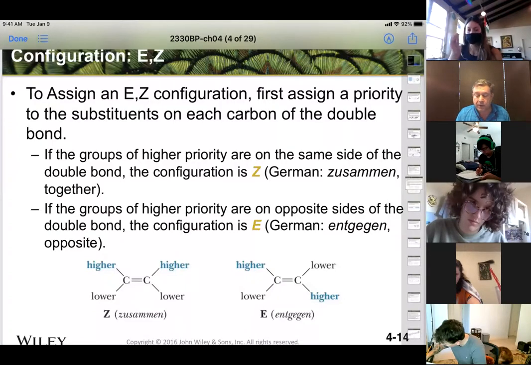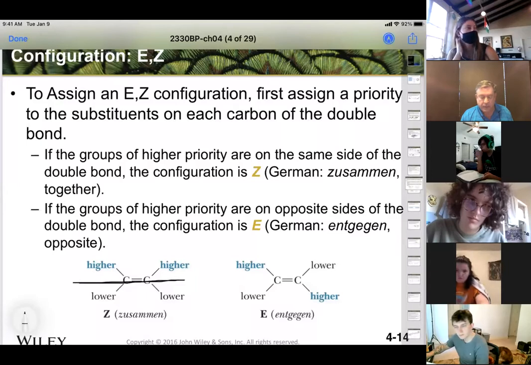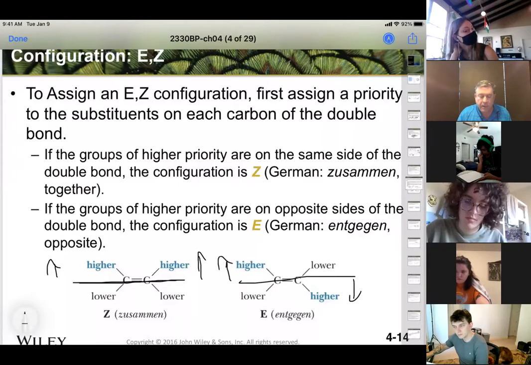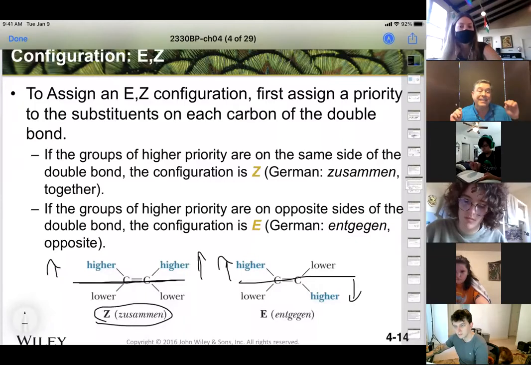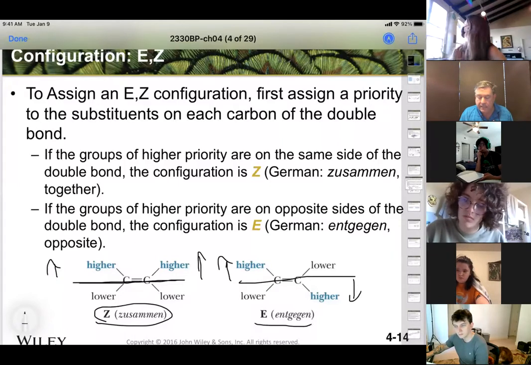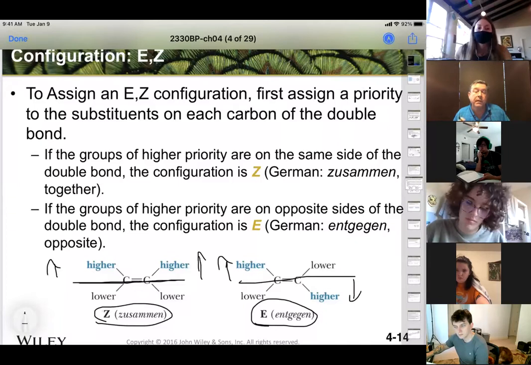Okay, so I want to use this word clearly. I want to say this is our axis of our double bond. And so we're looking at things that are on the same side or opposite sides of that axis. Okay, so if they're on the same side, that's a Z. That's analogous to cis, but it's slightly different because we have more than just 2 groups on there. And the E is analogous to trans, but it's different because we have more than 2 groups on there.